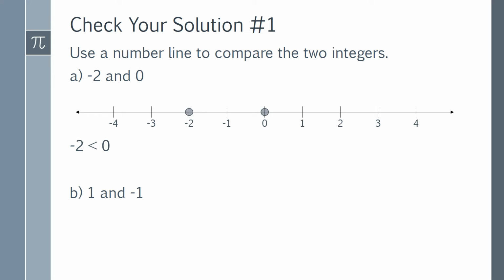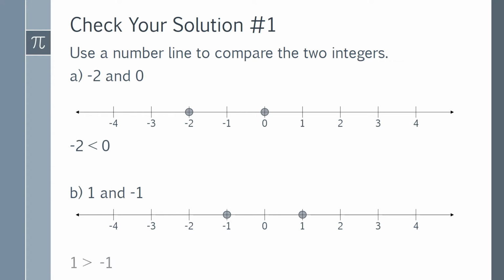Now for part B, we need to compare the numbers 1 and -1. Once again, we need a number line, and we need to graph the points. We can see that 1 is to the right of -1, so this tells us that 1 is greater than -1.